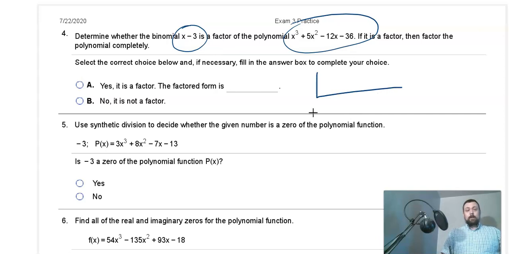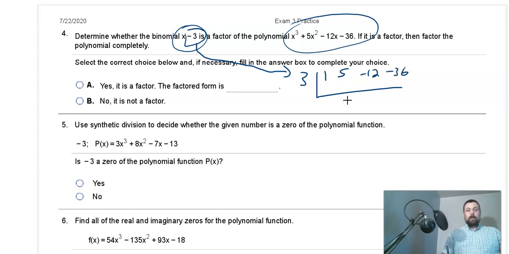So you're going to set up synthetic division. The value of c is this number here, except opposite sign. So c is going to be positive 3. The coefficients of this polynomial go across the top inside the box. So we have 1, 5, negative 12, negative 36.